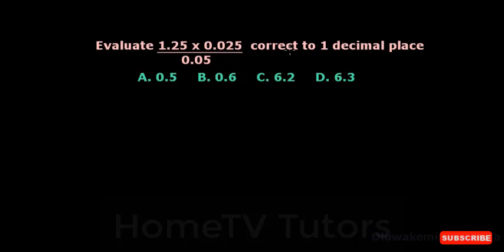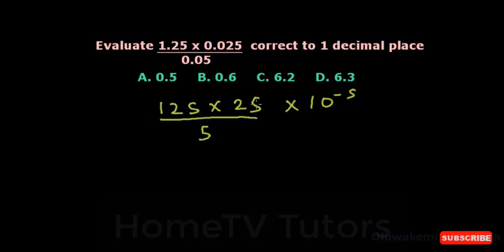Evaluate this expression correct to 1 decimal place. You can quickly remove the decimal by just multiplying the numbers, then multiply it by the number of times the decimal place moves: 1, 2, 3, 4, 5. That is 10 raised to the power minus 5. Then you do the same thing with the denominator: 1, 2. That is to be multiplied by 10 raised to the power minus 2.